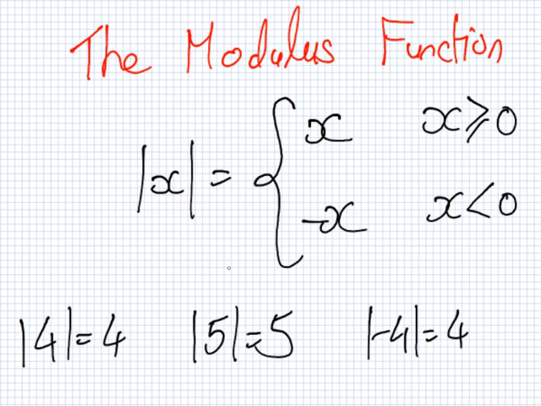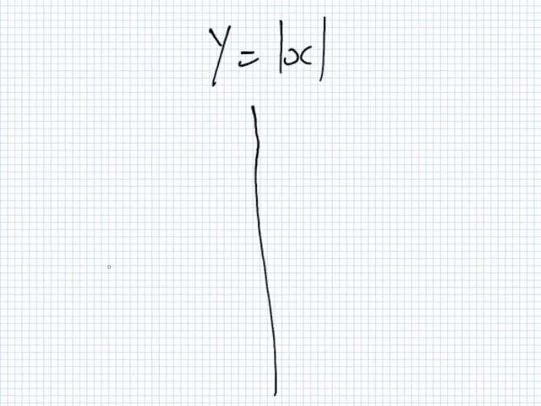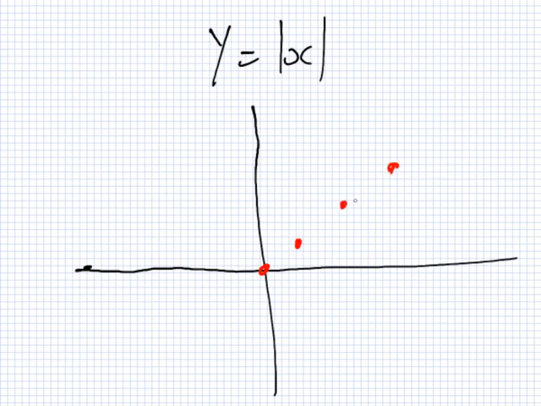For example, the graph of it. Does anyone know what the graph of the modulus function looks like? It's always positive. So if x is 0, what's y? 0. If x is 1, y is 1. If x is 2, y is 2. If x is 3, y is 3, and so on.